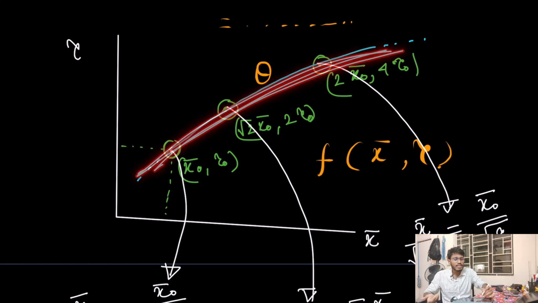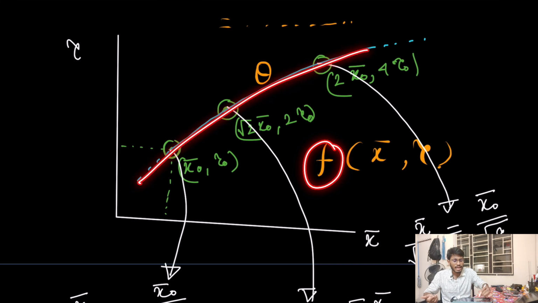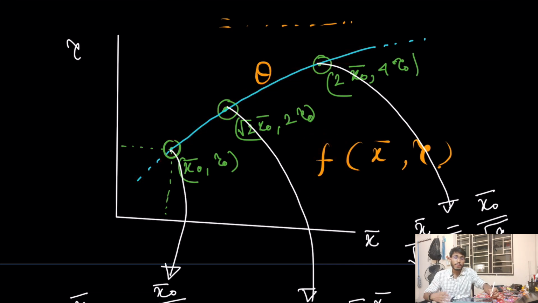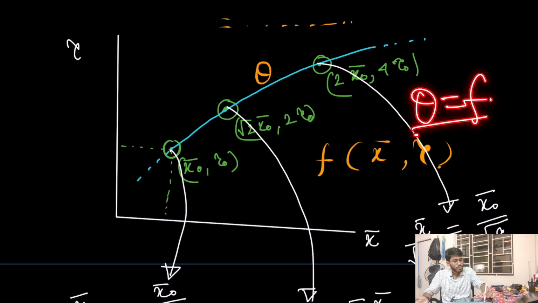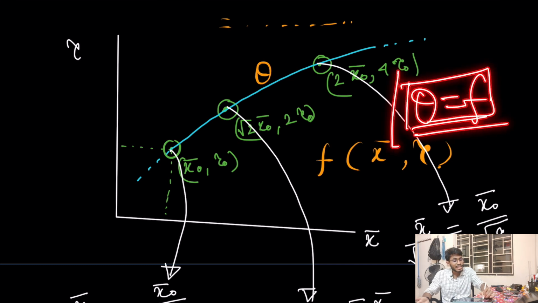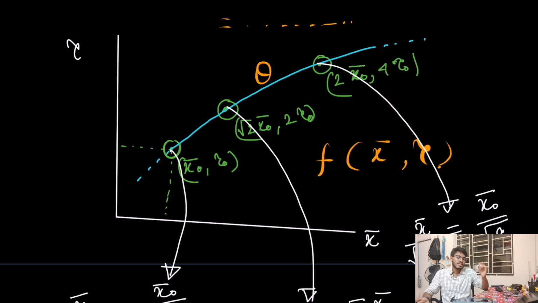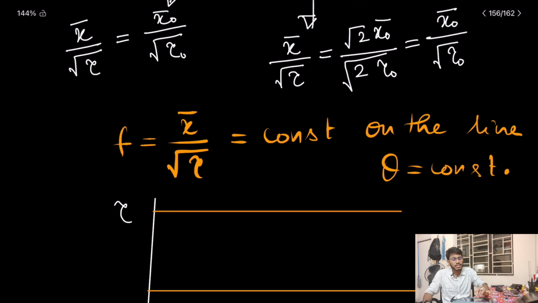Okay, but I know the value of f here on this line because I know the form of f, but I don't know the form of theta. That is why I cannot say that my theta is equal to f. Okay, but I can definitely say that my theta is a function of f, that my theta is a function of f.